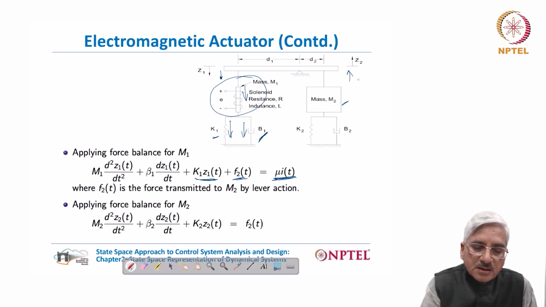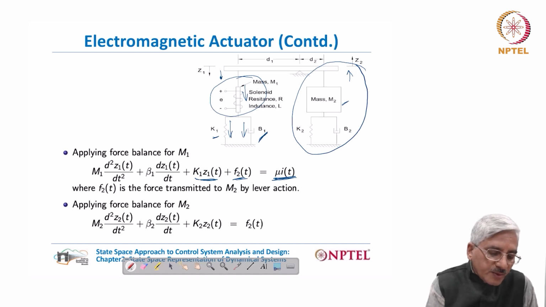Similarly, if we consider the force balance on this part consisting of the mass, the spring K2 and the dashpot B2, then we will have M2 d2z2 by dt square plus beta 2 dz2 by dt plus K2z2 balancing F2.